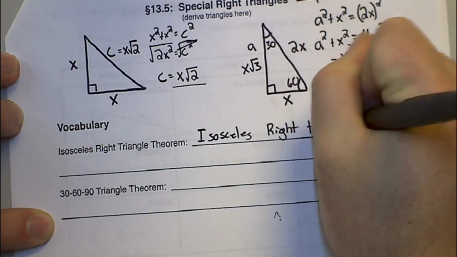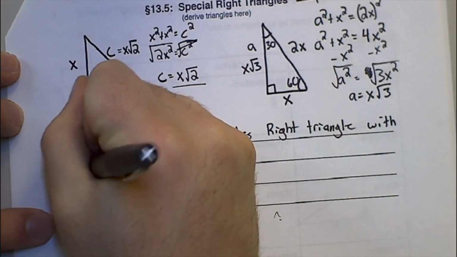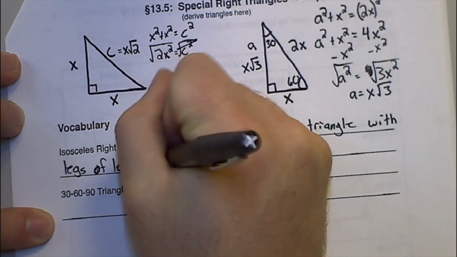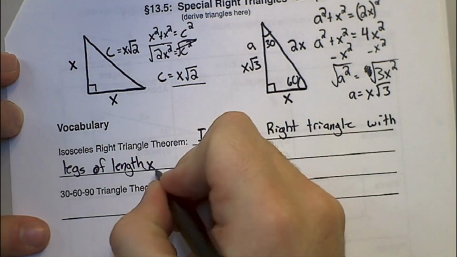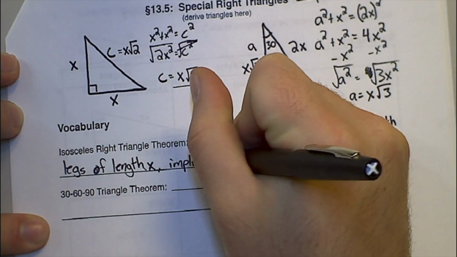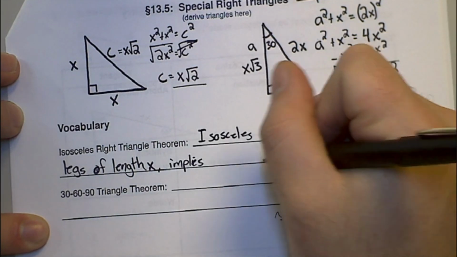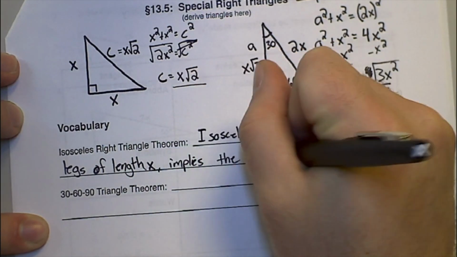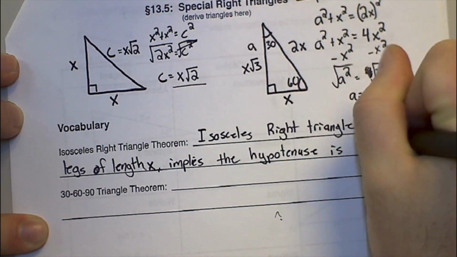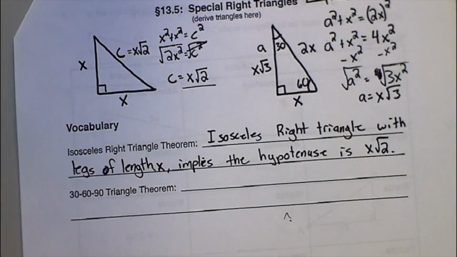with legs of length x, okay, so each of those side lengths of the legs are x, that implies the hypotenuse is x square root of 2, which is really the same thing we have up here. If my legs are x's, then my hypotenuse is going to be that x square root of 2.